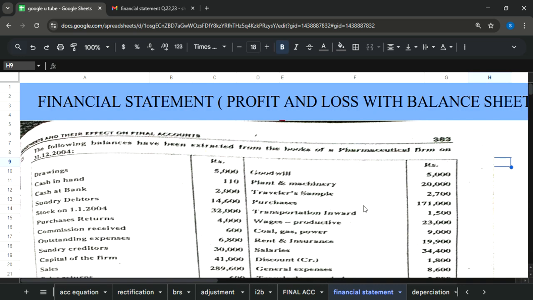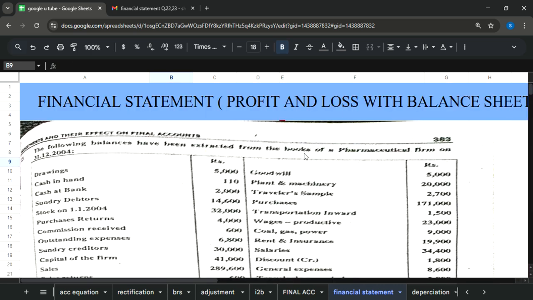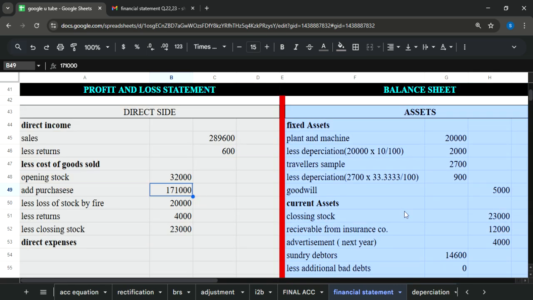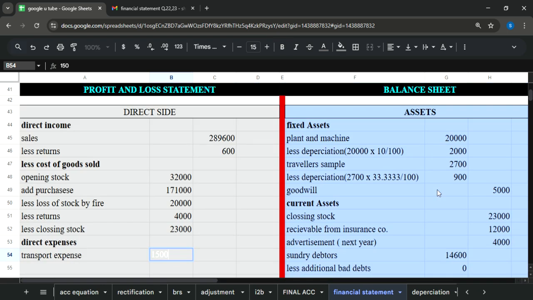After which we have purchases 171,000. Here, 171,000, already its place was reserved. Then we have transportation inward, this is direct expense. So you will come over here, transport expense. Okay, just write down in full. Transport charges are 1500. Put amount in front of it.